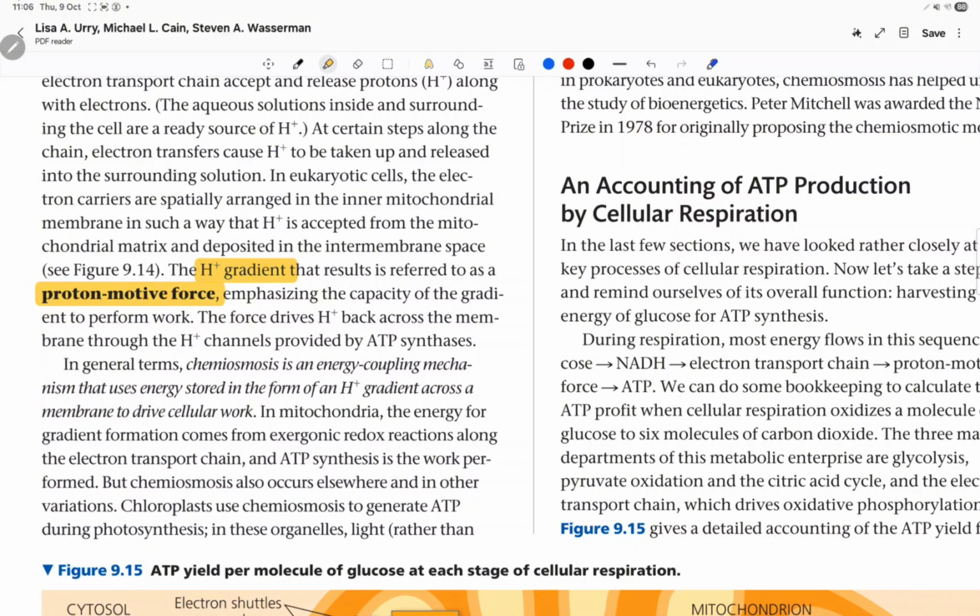Is it because they release ATP? No, because as they move back from high to low, this will now be used to release energy to be used for the enzyme to work. You see, the enzyme needs to mix ADP with P, but to do so, it has to use energy from somewhere. That somewhere is the movement of the H plus from high concentration to low concentration.